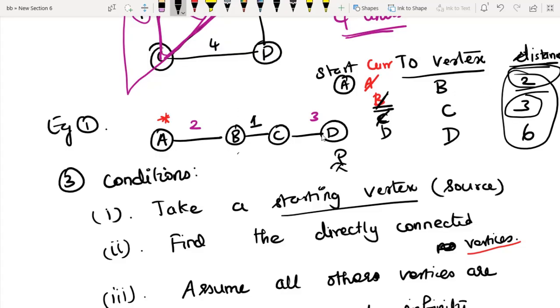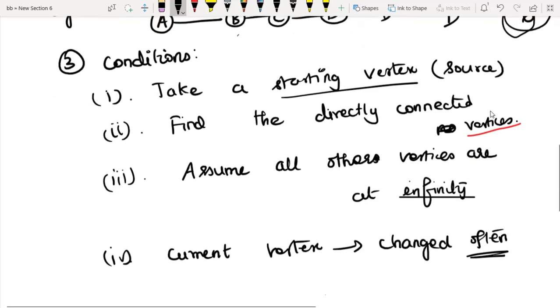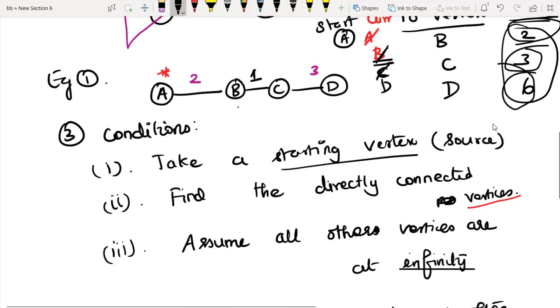From A to D the shortest distance is 2 plus 1 plus 3, that is 6. So we can easily find out like this. This is a very simple graph, so it becomes very easy for us. I think you understood the procedure now. Now let me take a big graph.